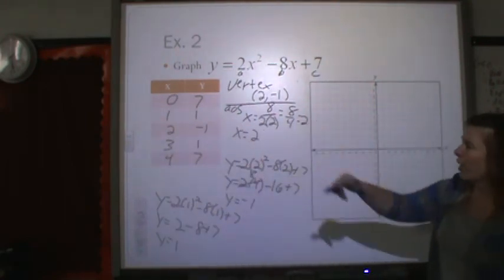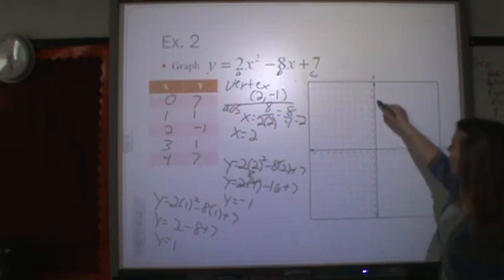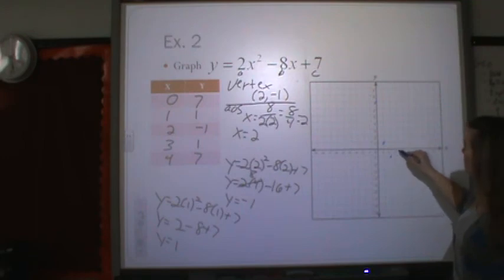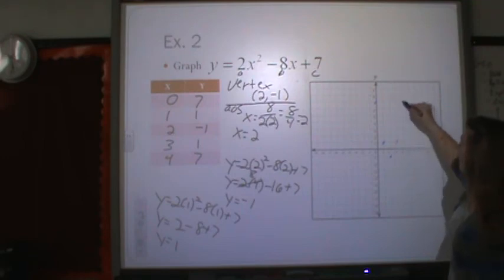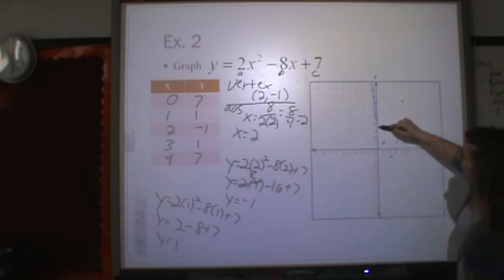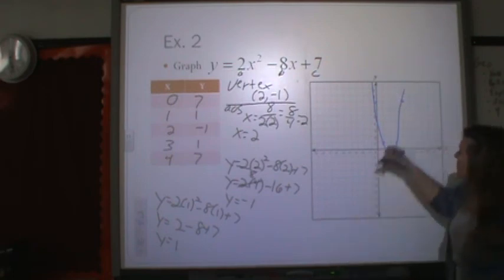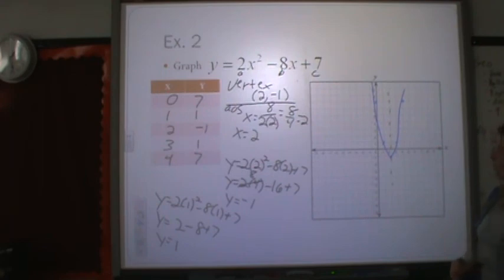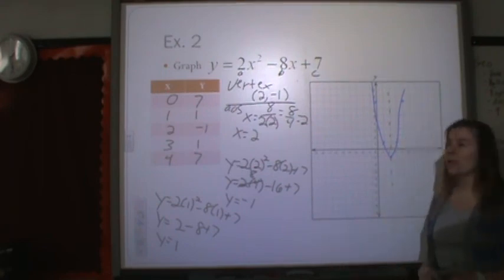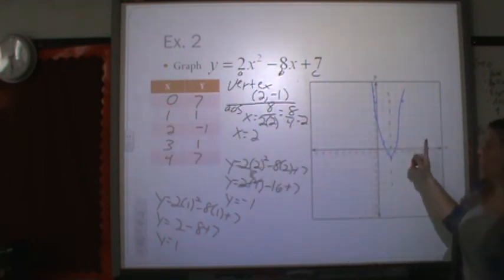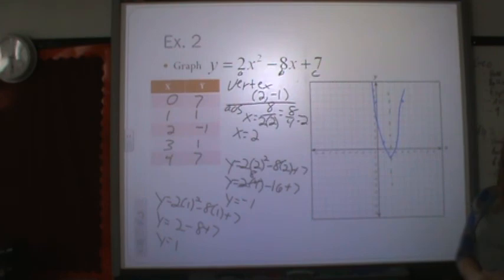So what I'm going to do is graph those 5 points. So over 0, up 7, over 1, up 1, over 2, down 1, over 3, up 1, over 4, up 7. This time, because we are actually graphing the equation, we are going to connect those dots. And I also want you to realize that we do have your axis of symmetry there at x equals 2. And there's the graph of your parabola. One way to check and make sure you are correct, please remember your a is positive, so the parabola should open up. So that would be correct.